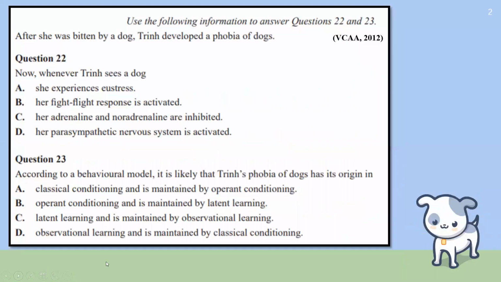And this is the first question. I'm not going to click anywhere and show the answer. So after she was bitten by a dog, Trin developed a phobia of dogs, and you've got two questions related to that scenario there. When it says according to a behavioral model in the second question here, behavioral model just means according to the behavioral theories. Okay, so what theories are related to that phobia of dogs?